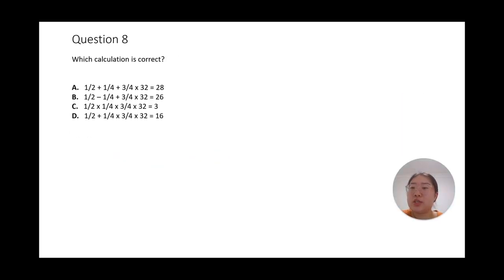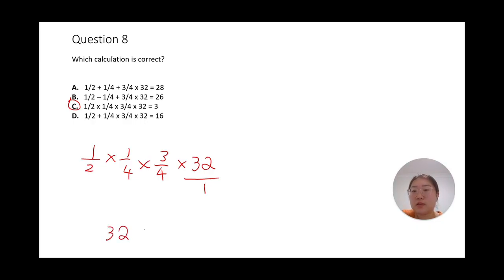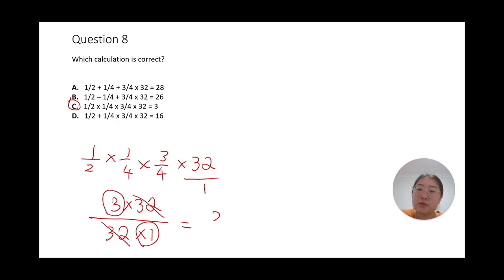Next on, which calculation is correct? You have to be careful about your BODMAS here, okay? The answer is C, and let's try it. We have half by quarter by 3/4 by 32. So I'm going to multiply all of the bottoms together and all of the tops together. Remember this is actually 32 over 1. So the bottoms here, 4 4s are 16, times 2 is 32, times 1 over 3 times 32. You can cancel out the 32 and you get 3 over 1, which is 3.